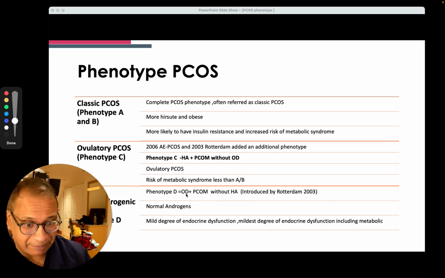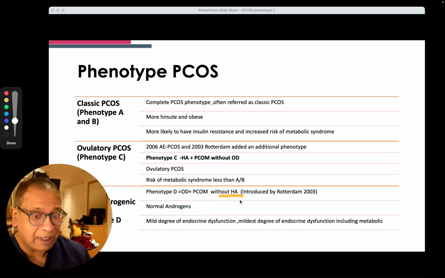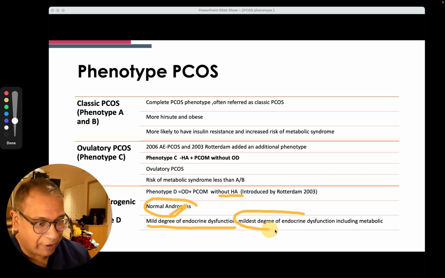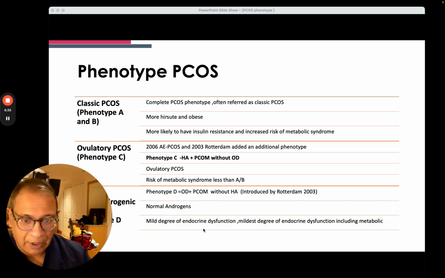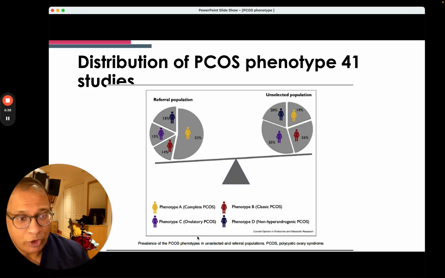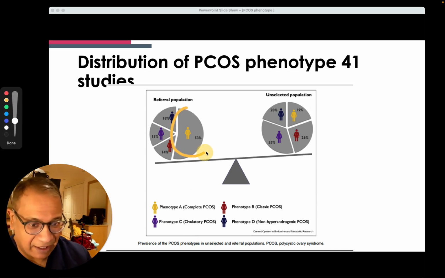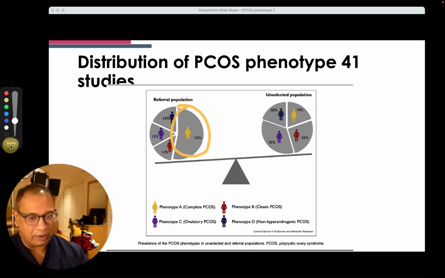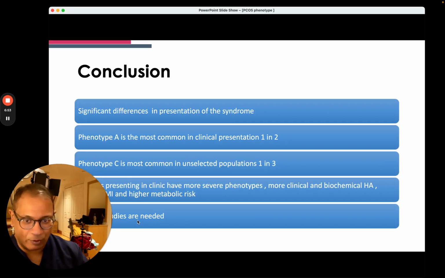If you look at type D, phenotype D is ovulatory dysfunction with PCOM without hyperandrogenism, normal androgens. It's a milder degree of ovulatory dysfunction, the mildest degree of endocrine dysfunction, including metabolic syndrome. If you look at the distribution of PCOS, as I said, the largest group will be A. So A and B are the more serious and the more commonly seen ones.